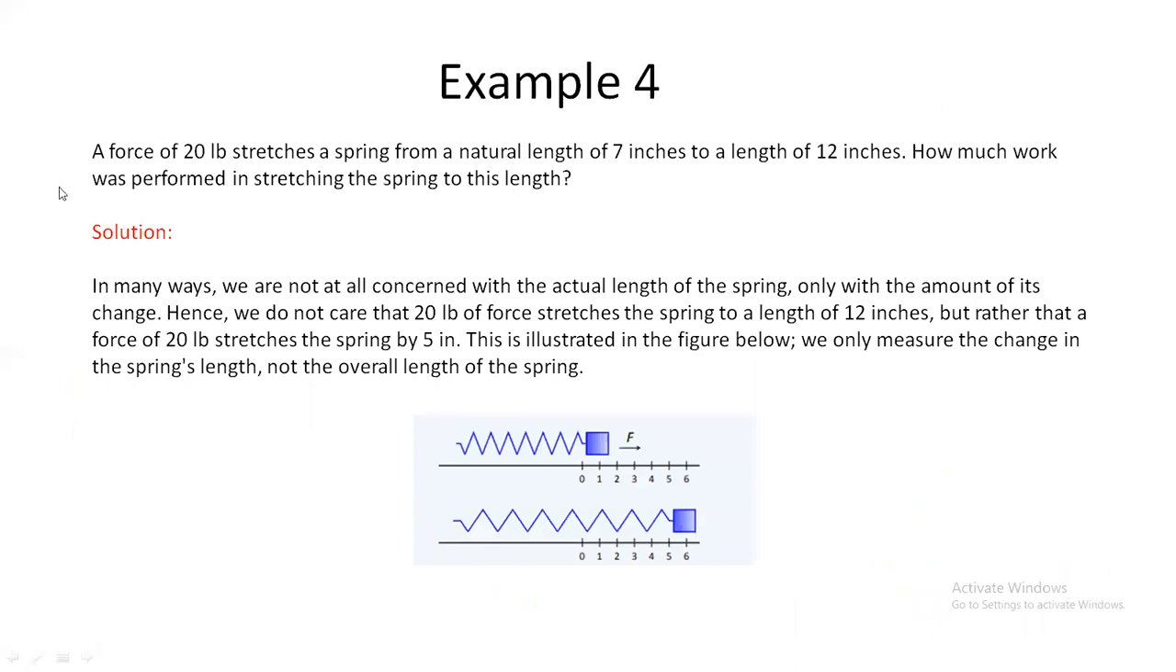Example 4: a force of 20 pounds stretches a spring from a natural length of 7 inches, this is the unstretched length, to a length of 12 inches. How much work was performed in stretching the spring to this length? So you are to determine the work done on the spring to stretch it from 7 inches to 12 inches. Now, the force is 20 pounds. So the force applied to stretch the spring is 20 pounds. In many ways, we are not at all concerned with the actual length of the spring. So we are not actually concerned with the 7 inches, only with the amount of its change.